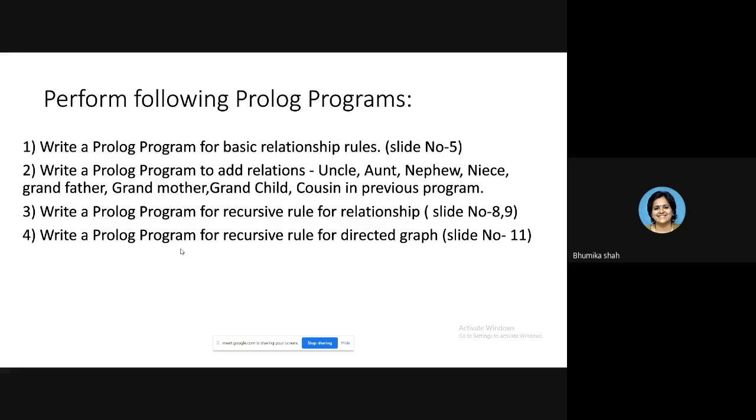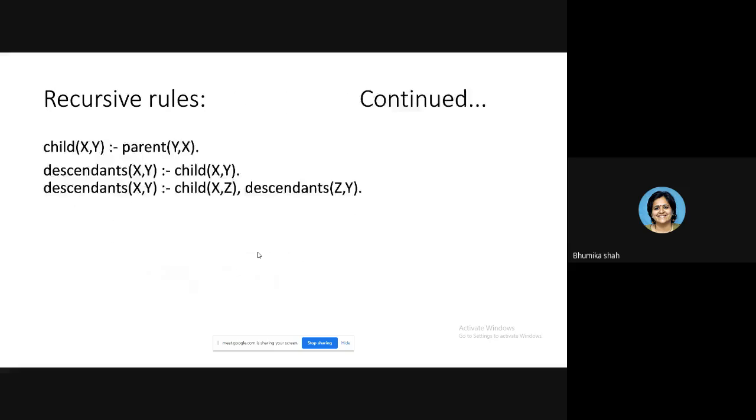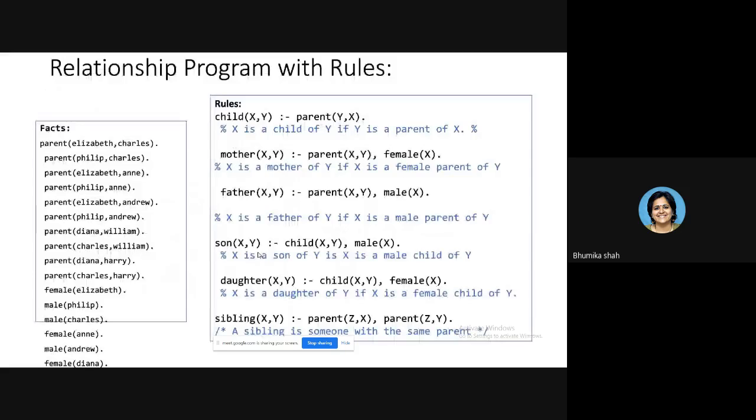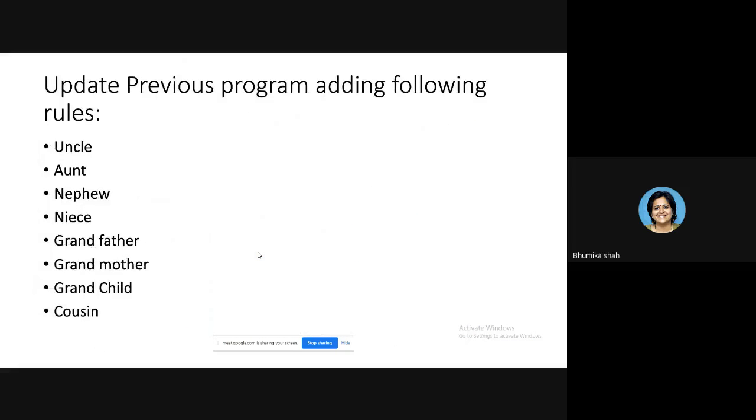Okay. So I will revise the programs before you start doing them. These are the 4 programs you have to perform today. First program is basic relationship rules, like we had discussed earlier here. This one. This is the first program. This is the second program. Rewrite the first program, and there you have to add these rules. That is going to be your second program.